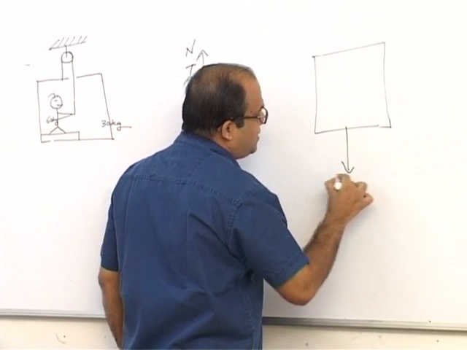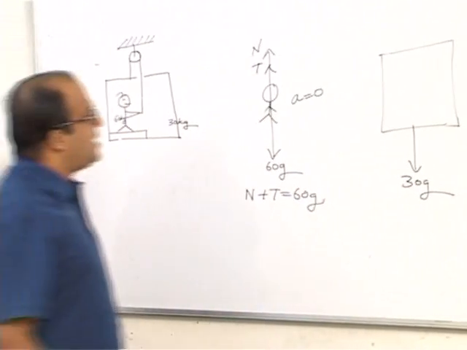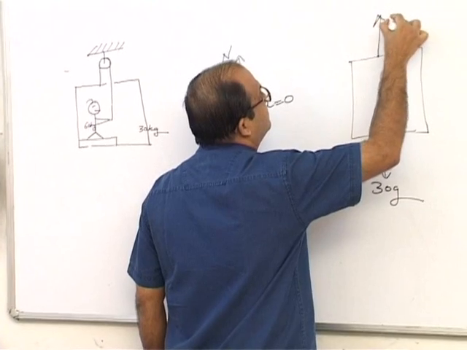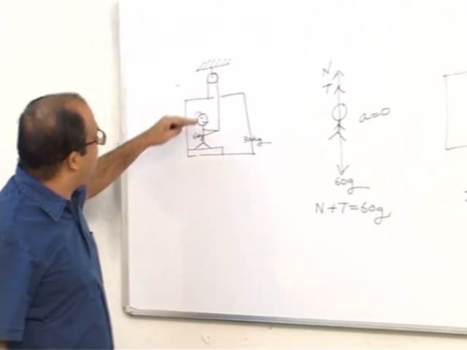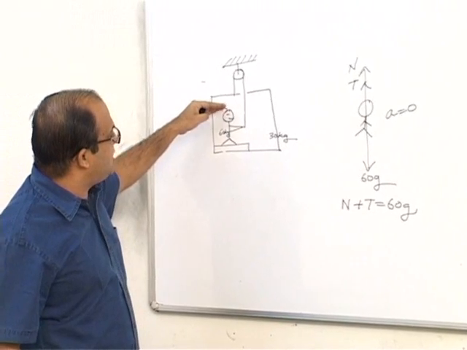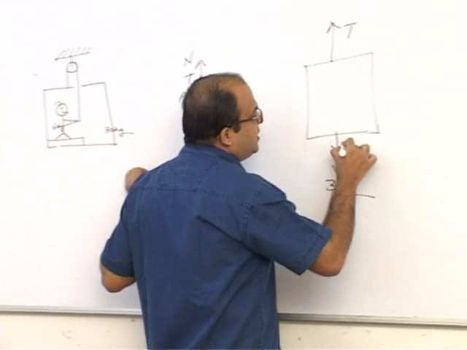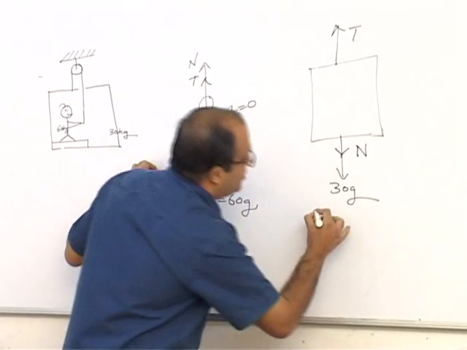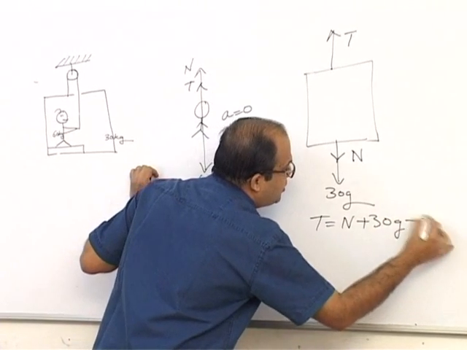Now let us look at the box. The weight of the box will act vertically downwards, 30g. Tension will act along the string. Now, since the box is exerting a force N on the man, the man will exert an equal and opposite force on the box. So N will act vertically downwards. So T will become N plus 30g. This is equation number 2.